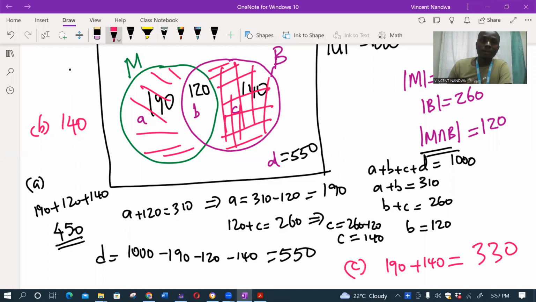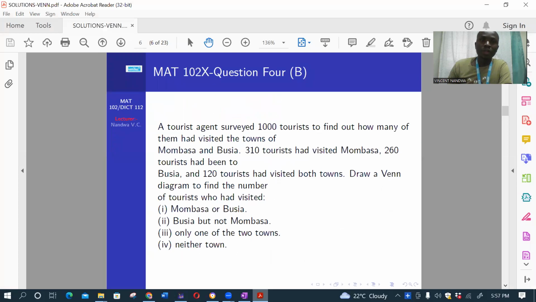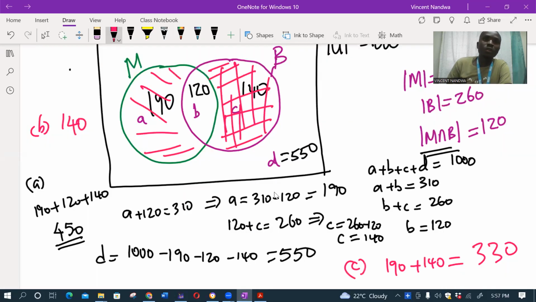And lastly, neither of the two towns. So neither means you are not anywhere within the two circles. So the answer will be simply 550. So that's how we are supposed to solve that question.